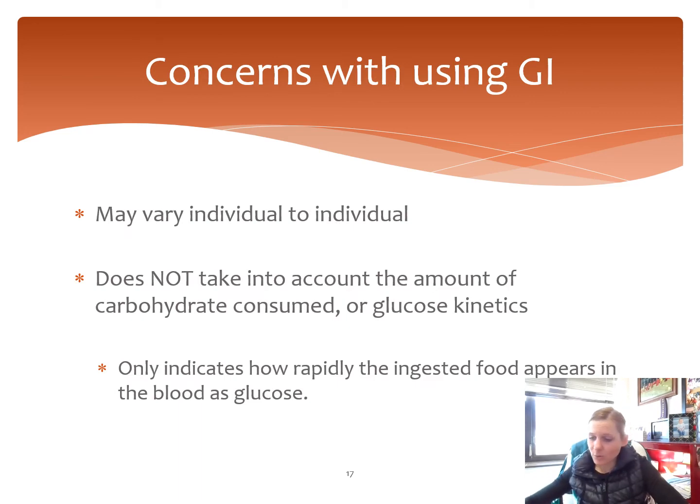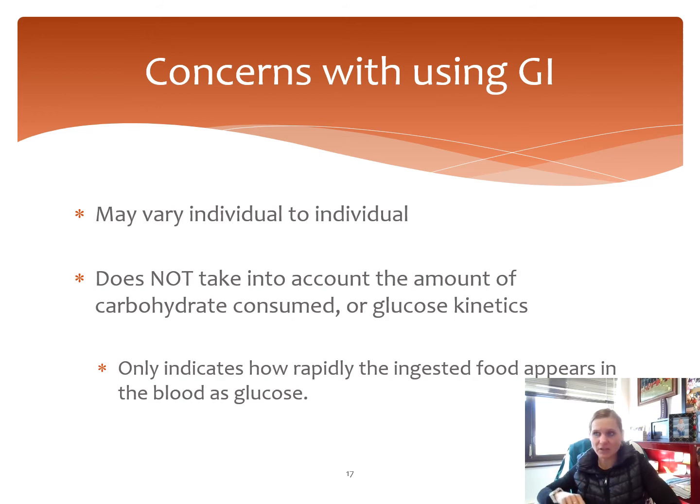Okay. So what are some of our concerns associated with using GI as a method for understanding what and when we should eat things? Well, it actually varies from person to person. We think about the speed of digestion and absorption. This can vary based on many genetic factors. It also doesn't take into account the amount that you've consumed or glucose kinetics.